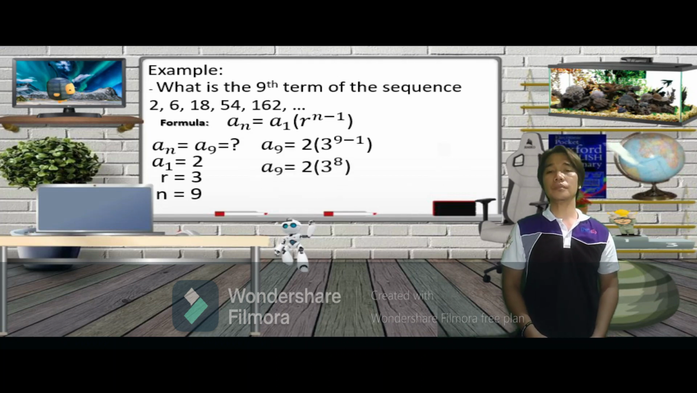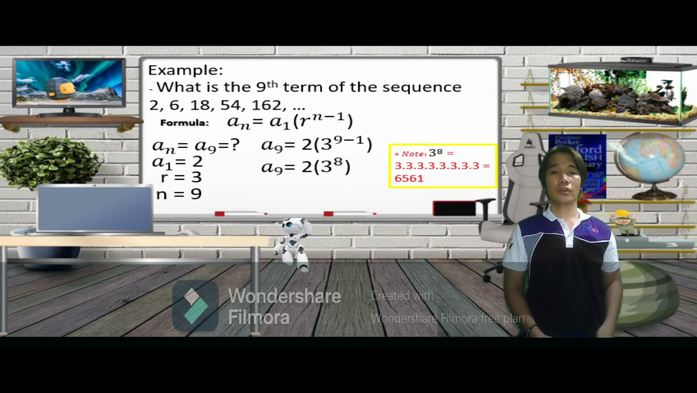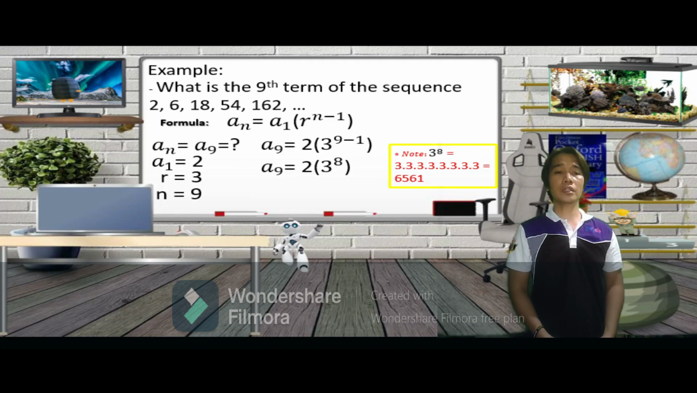So we have a sub 9 is equal to 2 multiplied by 3 raised to 8. Remember, 3 to the 8th power is not 3 times 8. The exponent tells us how many times the base is to be multiplied. So 3 raised to 8 is equal to 3 times 3 times 3 times 3 times 3 times 3 times 3 times 3, or simply multiplying 3 eight times, repeatedly.